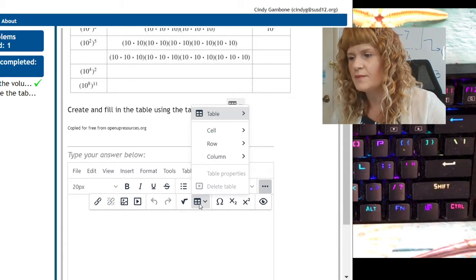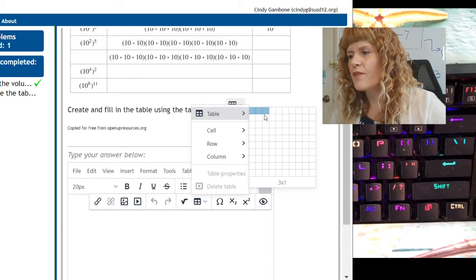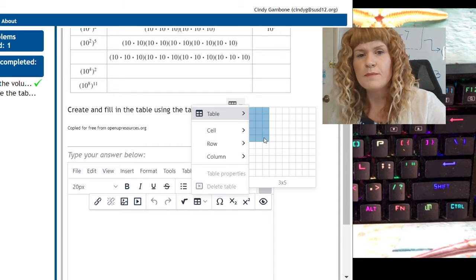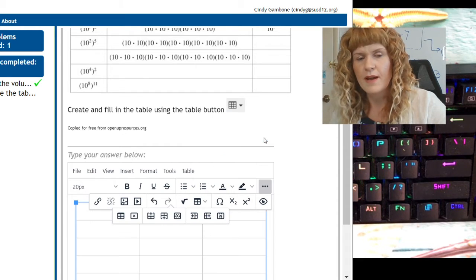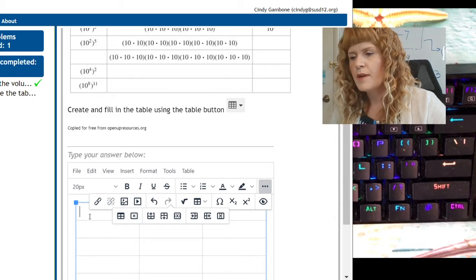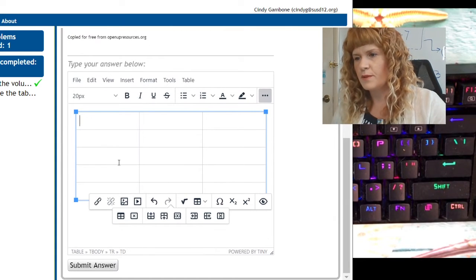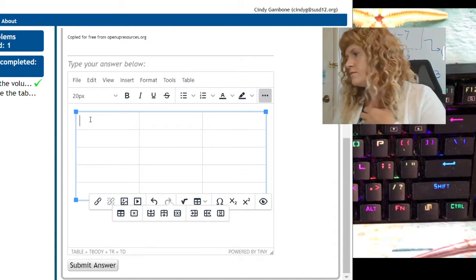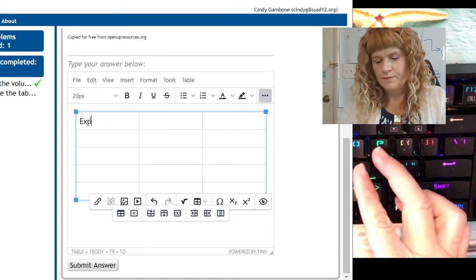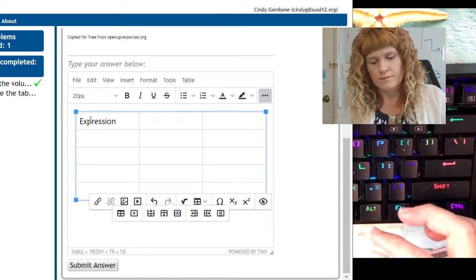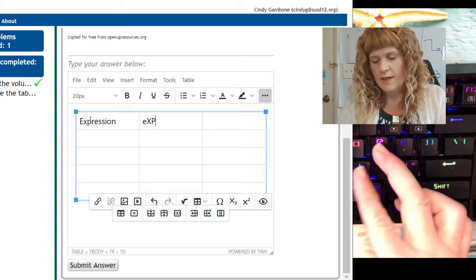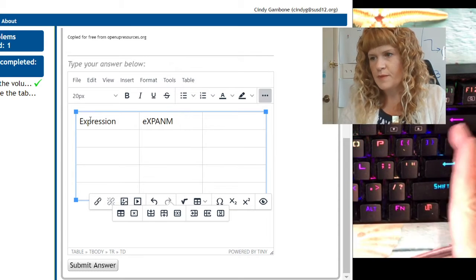You're going to need a 3 by 5 table. So select 3 by 5. Make sure you write the heading on your table. Expression, expanded form. Oops.